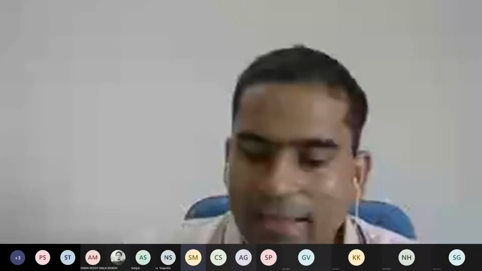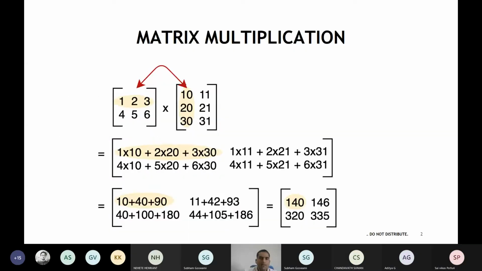is blocking or tiling. So matrix multiplication is an extremely important term. In both the convolution layer and the FC layer, either matrix multiplication or matrix-vector multiplication is performed. So I hope everybody understands how a matrix multiplication is done.